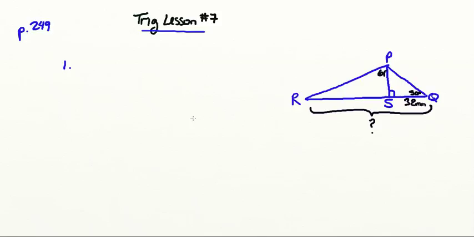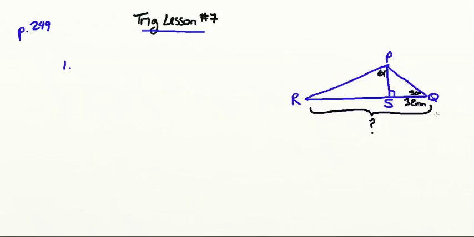Question 1. In the diagram that we have drawn here, QS equals 32 millimeters, angle PQS equals 50 degrees, and angle RPS equals 61 degrees. Use this information to determine the length of QR to the nearest millimeter.